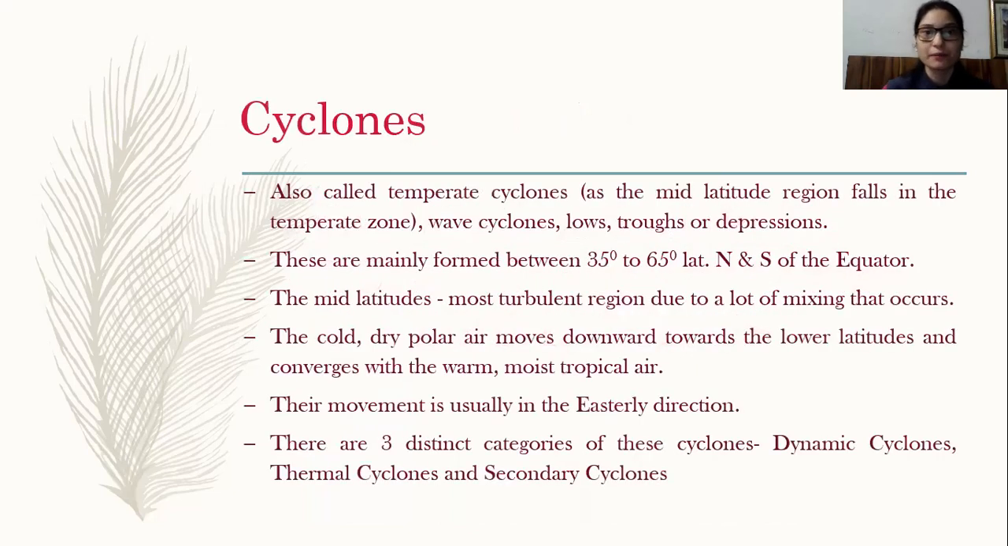Why in the middle latitude? They generally form in the middle latitude because these latitudes are famous for their mixing, turbulent nature, and there are air masses coming from different directions and there is convergence of the air masses. Now air masses, I told you, rise from the high pressure belts like the subtropical high pressure belt and the polar high pressure belt.